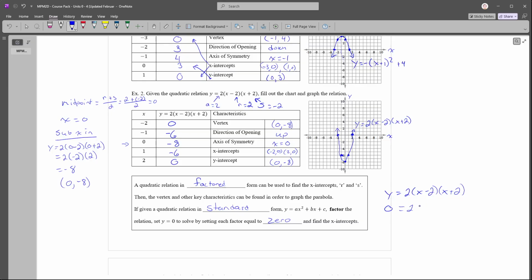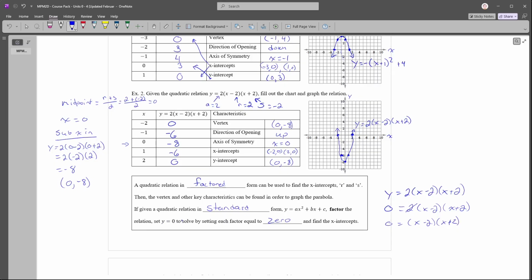All right, so let's put all this stuff in here. 0 is equal to 2 times x minus 2 times x plus 2. Now what this is showing us is that because this is 0, we can simply divide both sides by this a value and get rid of it. If we divide both sides by 2, this 2 goes away, and 0 divided by 2 is still 0. So it's just 0 is equal to x minus 2 times x plus 2. But we don't even really need to do that because we know we can.